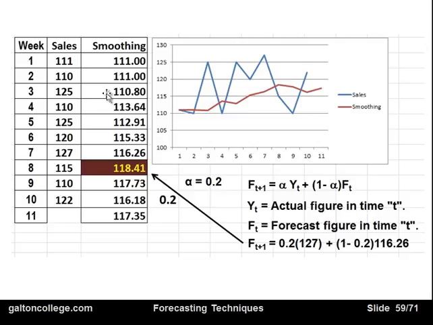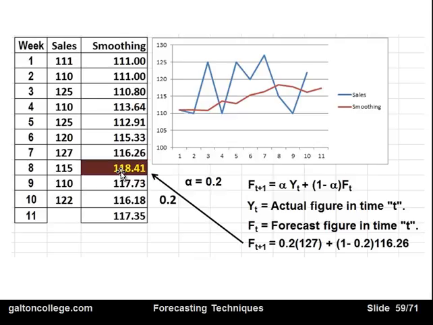How this works is we would take, if we come down here for each one, say 127 here, multiply it by 0.2, if you make alpha 0.2. So 127 times 0.2 plus 116.26 times 0.8. So 0.2 plus 0.8 is equal to 1. So multiply this by 0.2, this one by 0.8. And if you do that, you get 118.41. And that's how smoothing is calculated.